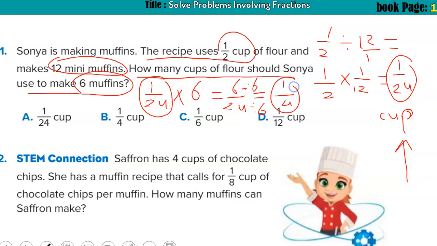So 12 muffins will take half a cup of flour, 6 muffins will take 1/4. So the answer is 1/4. Okay. This problem needs two steps. So some problems need 2 steps when you solve, and some problems you can solve in 1 step. Okay, see you in the next lesson, inshallah.